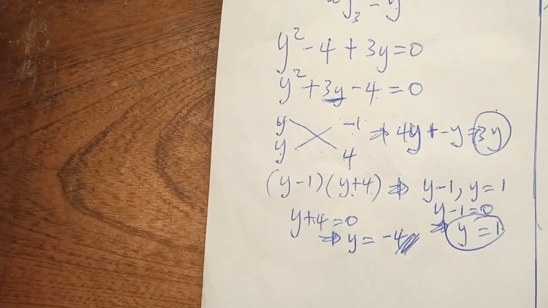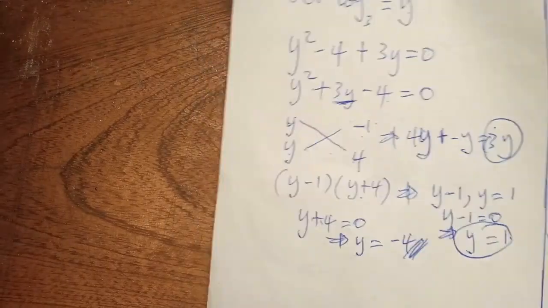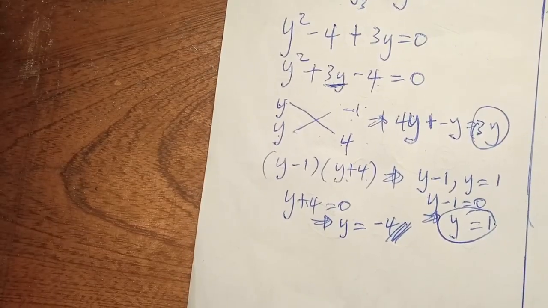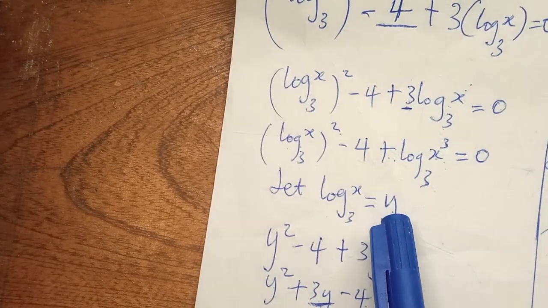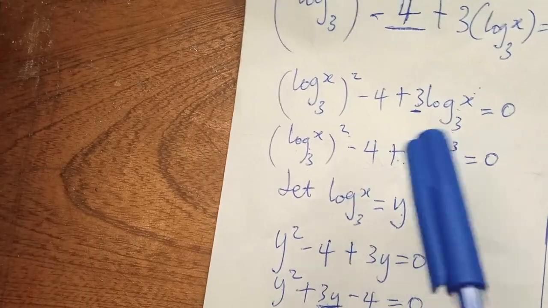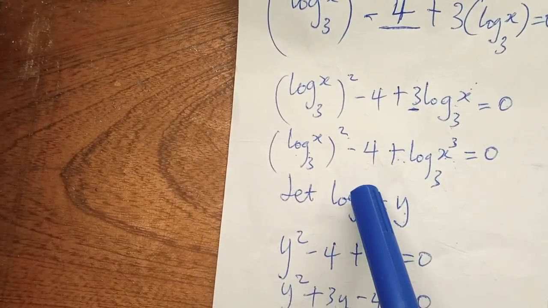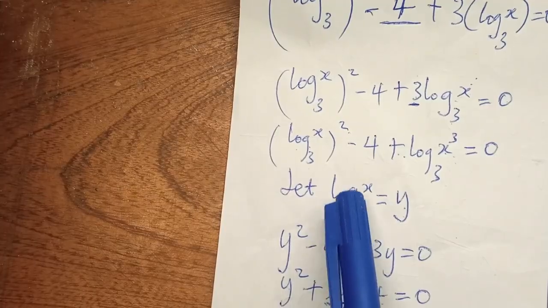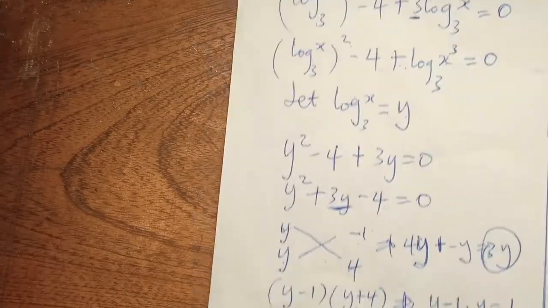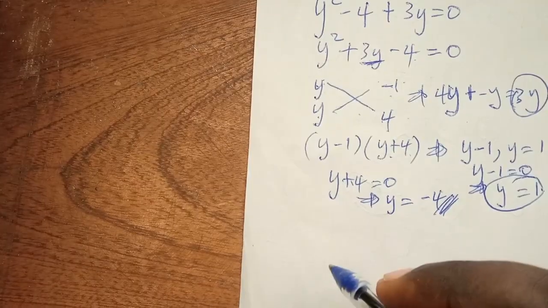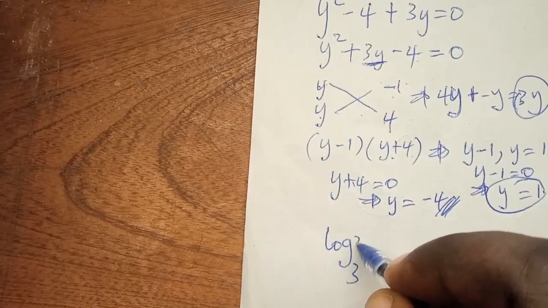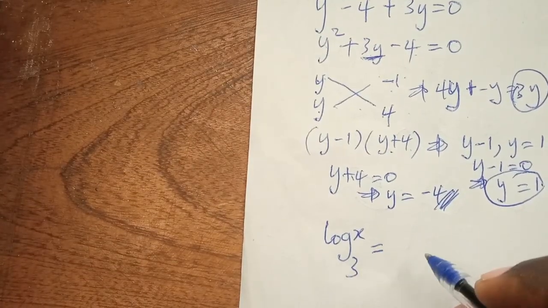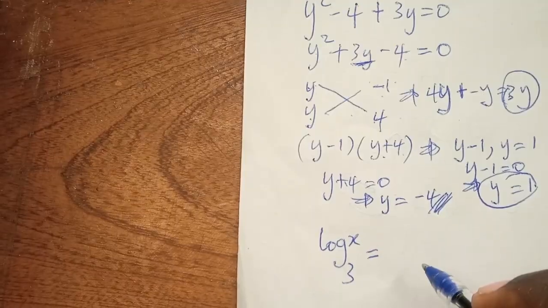To get x, remember we have let log of 3 to the x be equal to y. We are going to bring this back, but the y we already know, and we use it to get the value of x. So we say log of 3 to the x is equal to y, and we start to replace. So we have two values of y, and we are going to see all the values.